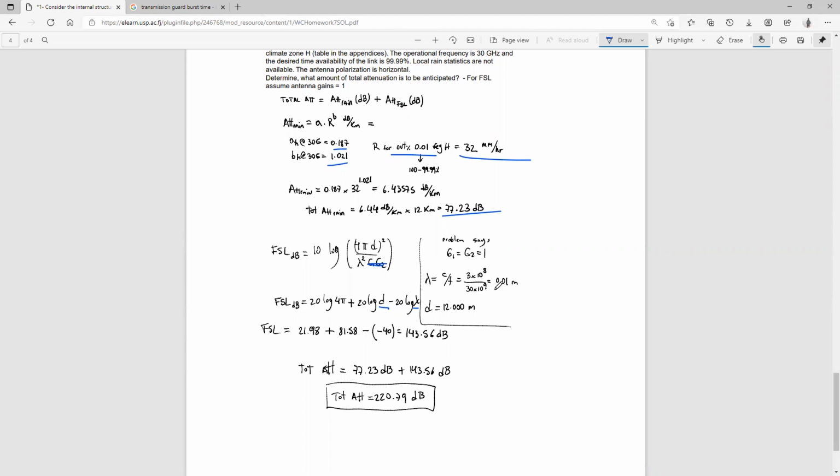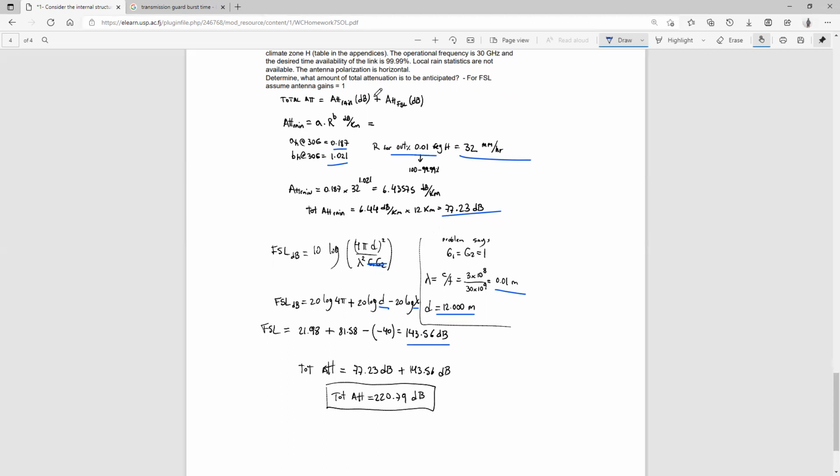Knowing our lambda and knowing our d value, we can directly substitute it into this particular formula to get our free space loss value in dB. So evaluating this whole term, knowing our lambda and d value, we get the attenuation for free space loss as 143.56 decibels, right? So this is still not the total answer.